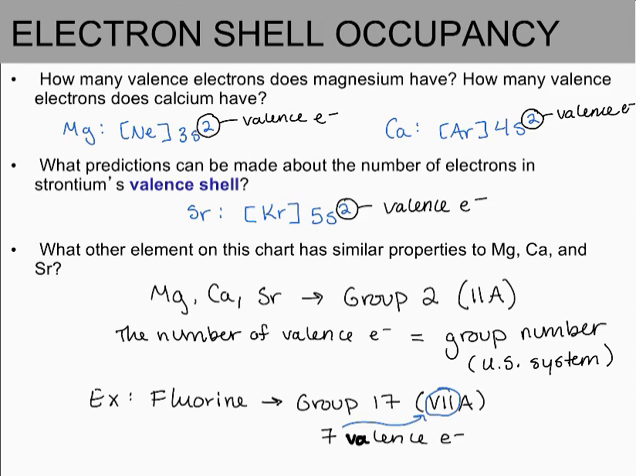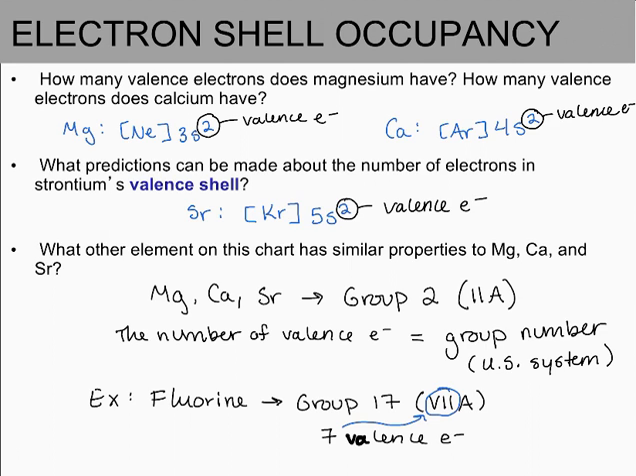You'll also notice that all of the other elements in group 7A also have 7 valence electrons. So if you were to write out their electron configurations, you would see that their highest energy electrons might be in different energy levels, but they should have 7 electrons in that highest energy level.